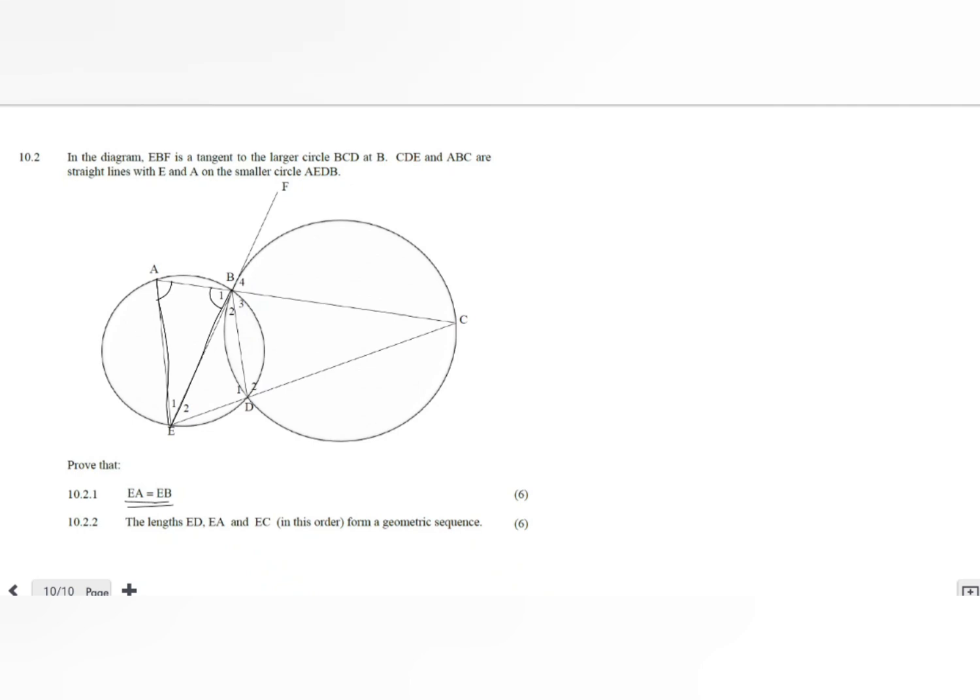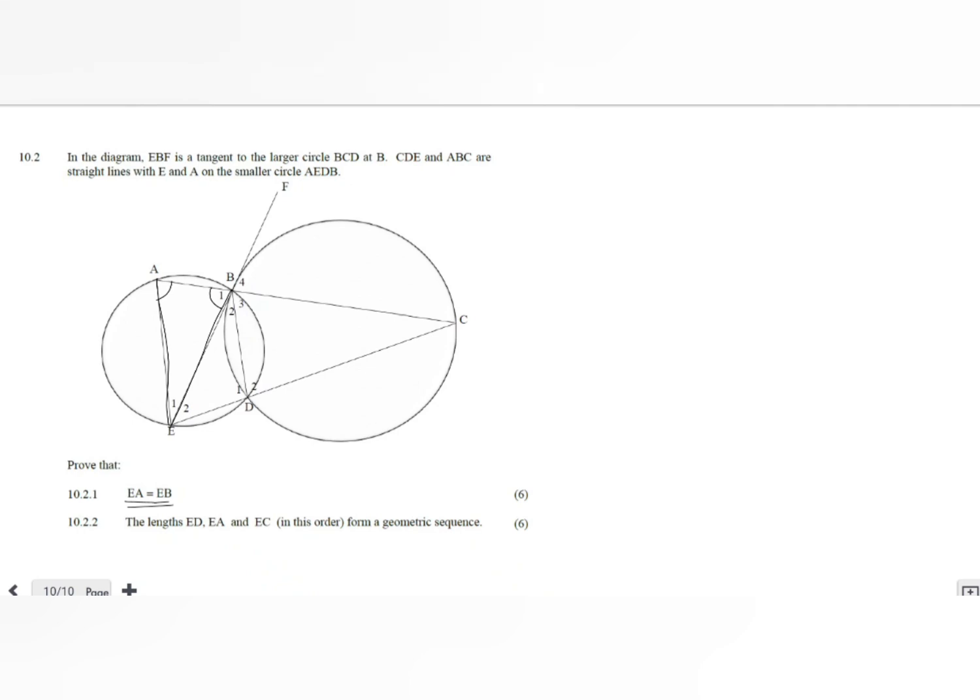So that's how we need to do it, especially when you have to show that two sides are equal. You have to check whether they are part of a triangle. Here it is like that. EA and EB are part of the triangle ABE, isn't it? So now I have to show that B1 is equal to A with a valid reason. I have to start from one of the angles. Let me start from B1.